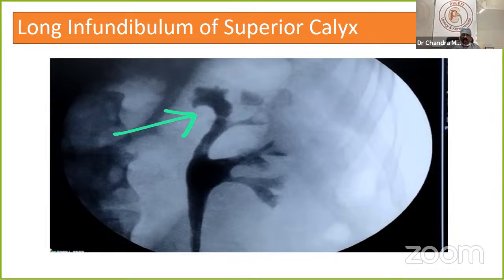Any long infundibulum in the upper calyx, even if the stone is larger, sometimes in prone PCNL we have to go above the 10th rib. That can be avoided nicely by middle calyceal puncture and then using flexi, and taking all the stones down into the pelvis and taking them out. Yes, sir. We do routinely like that.